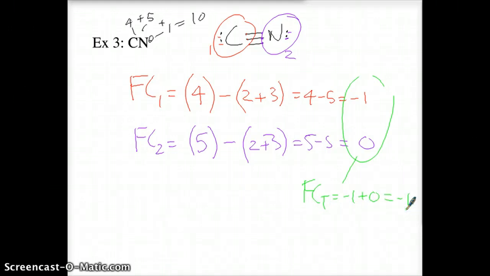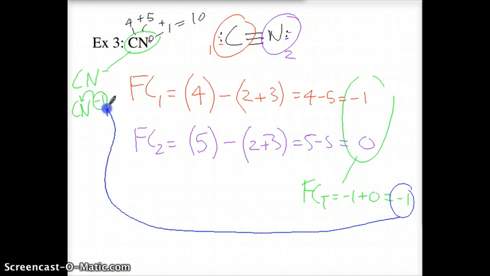And do you see any connection between what the formal charge is and the overall charge on the molecule, I should say? CN minus is the same thing as CN minus 1. And remember, we learned that this represents the charge on the whole compound. Well, how did we just prove that? The formal charge on the whole compound is negative 1. So there's a reason that those charges exist on polyatomic ions. It comes from formal charge calculations.